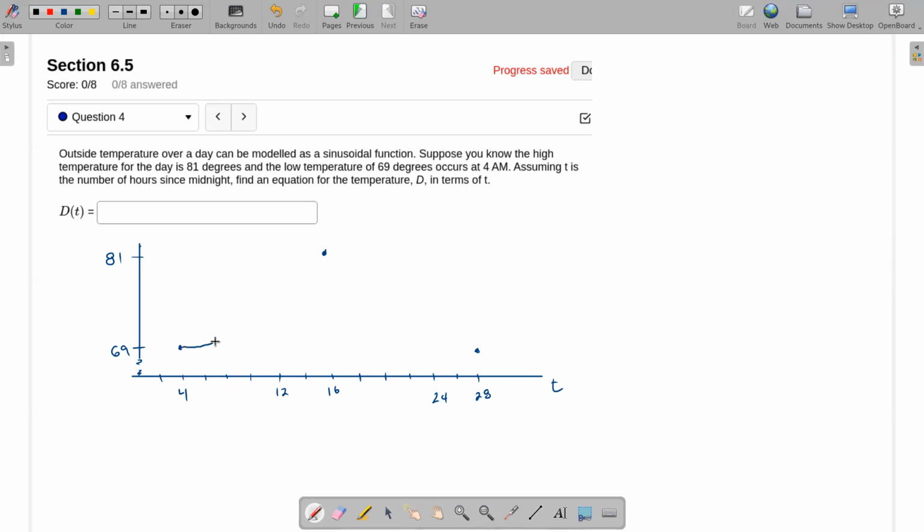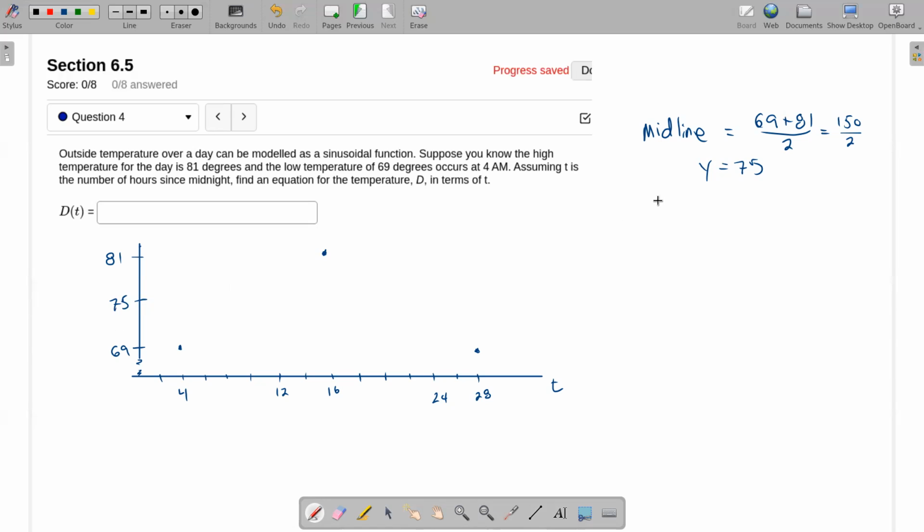So let's draw that in. Oh, that's not very good. Actually, I want to draw the midline before I draw my wave. Let's get rid of that. Let's find the midline. The average temperature is just 69 plus 81 over 2. 69 and 81 is 150. Divide by 2 gives me a midline of y equals 75. So right in the middle here is our midline, 75.